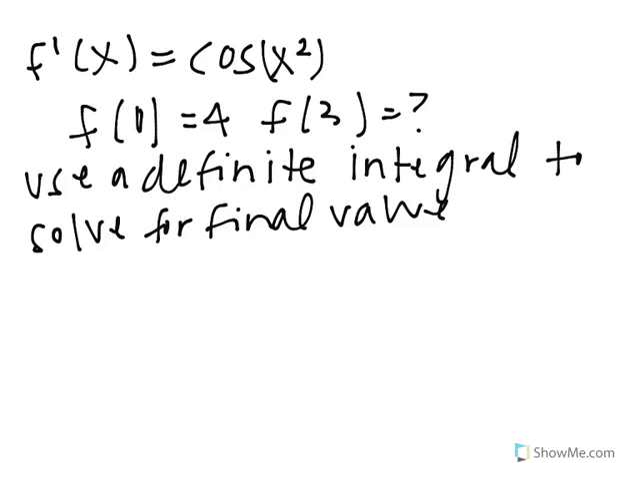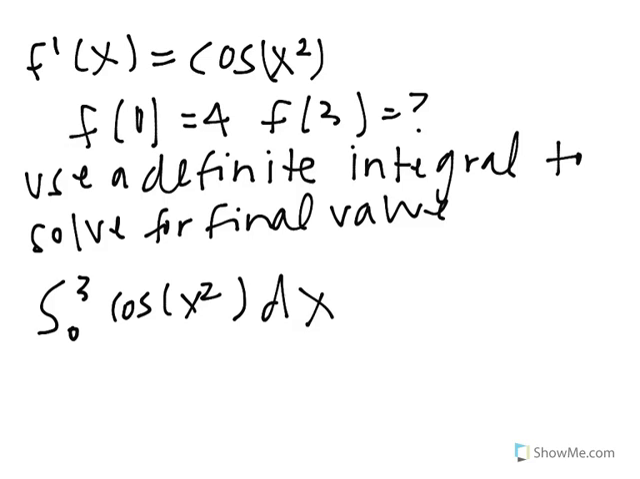For example, if f prime of x equals cosine of x squared and f of 0 equals 4, we can find f of 3 or any other point along this curve. We'll use a definite integral to solve for the final value using the fundamental theorem. We'll have an integral from 0 to 3 of cosine of x squared dx.